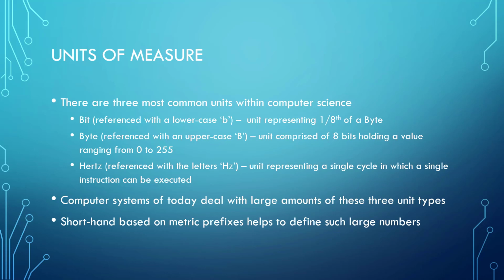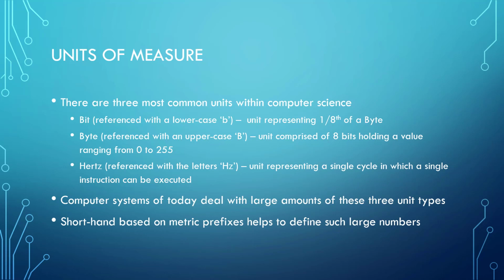It'll make more sense. Now, we haven't talked about this one yet, hertz. Hertz is referenced with the letters Hz. So a bit and a byte represent physical storage or physical size, whereas hertz really represents what's known as a cycle. A hertz is one cycle in 1 second. And it typically represents a single cycle in which a single instruction can be executed. I'll explain this in a little bit more detail in a second. But just realize that 1 hertz is 1 cycle. So computer systems of today deal with large amounts of these 3 unit types.